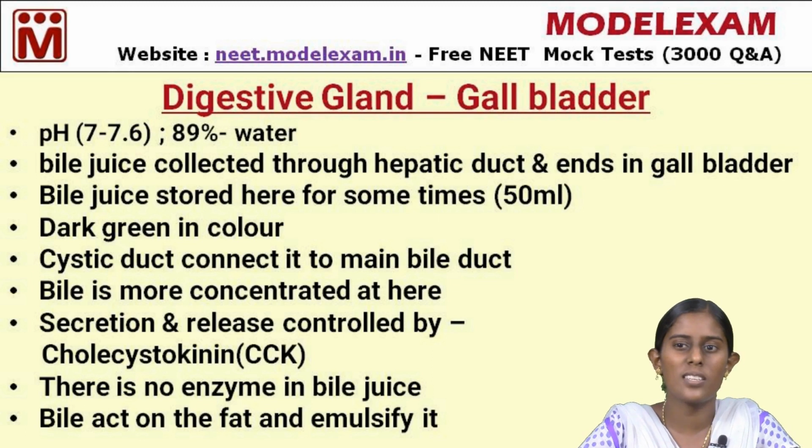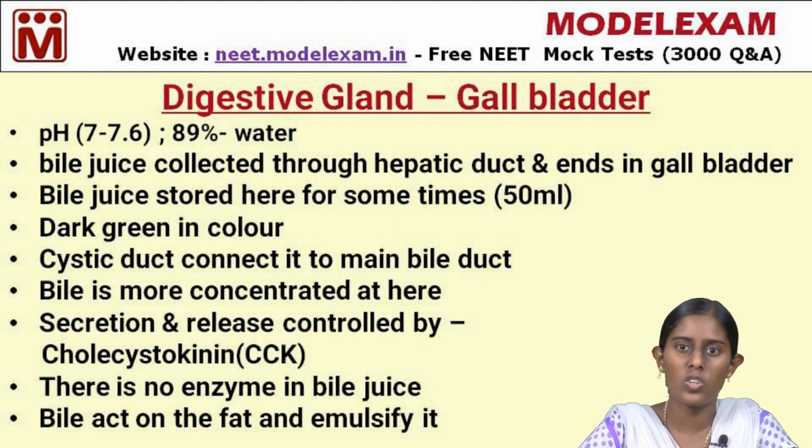The gallbladder acts as a bag, a storage bag. There is no secretion or production of bile juice here. It just stores it. Bile is sent out or collected through the hepatic duct and comes into the gallbladder, where it is stored for some time.